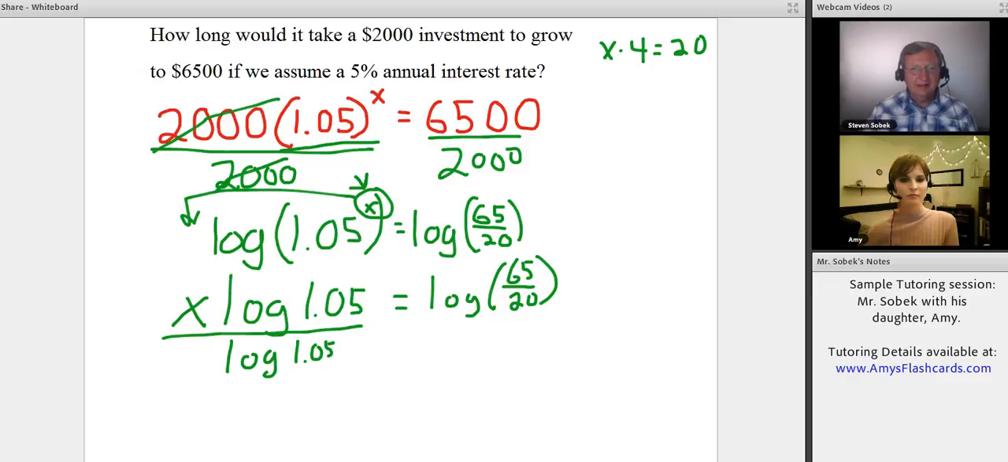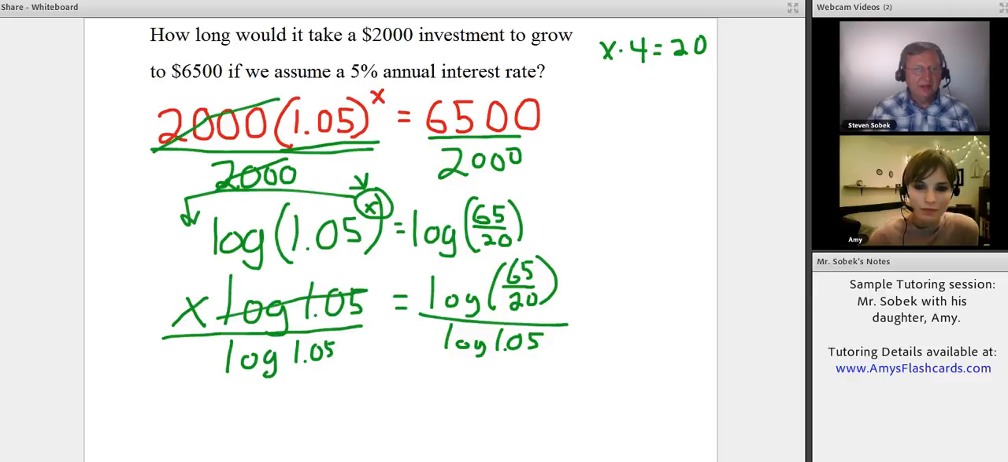Okay. Yeah, same thing over here. Log, divide both sides by the same thing, the log of 1.05. All right. Now that will cancel this over here, leaving me with just x. x times 1 over 1, which is just x. And now we're ready to pick up our calculator and evaluate this.